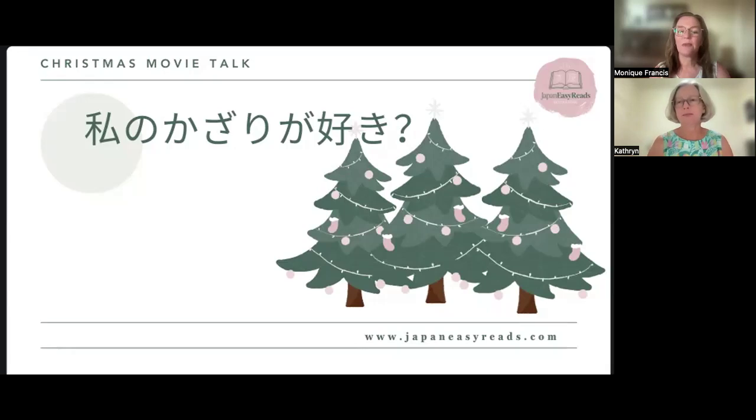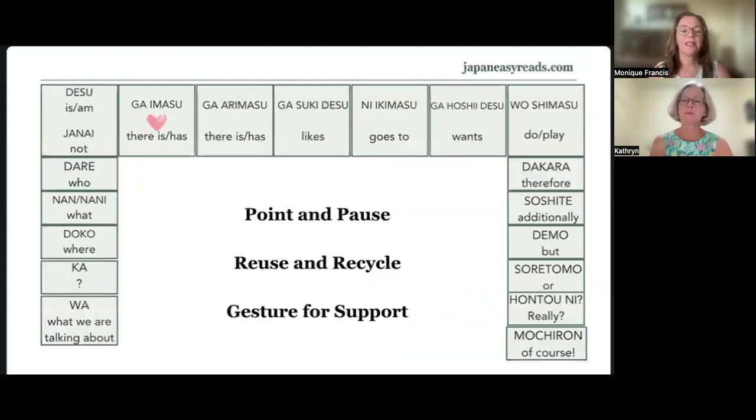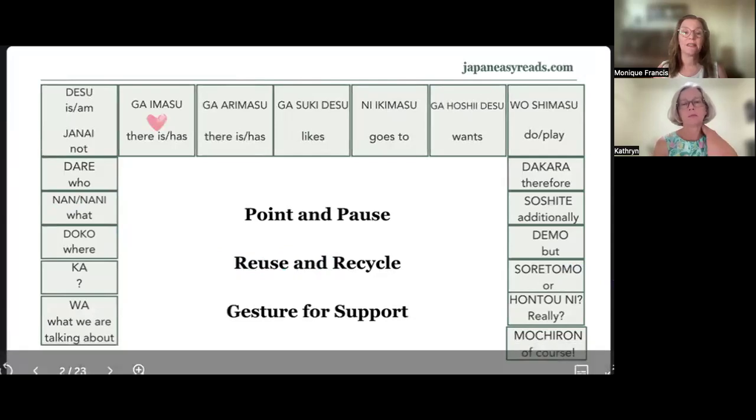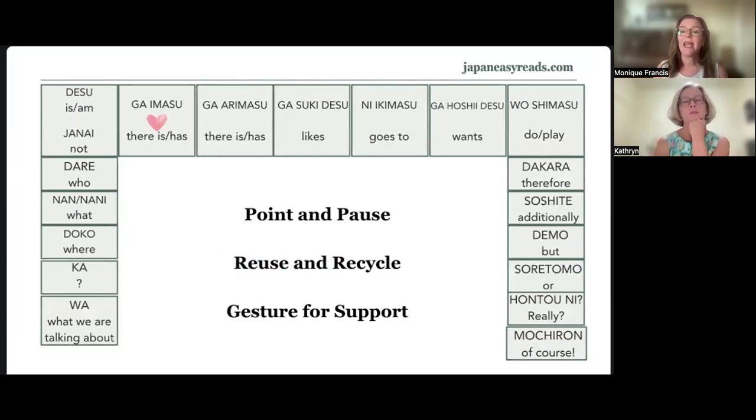So just a couple of things before we start the demo. For any oral input that we do, such as a movie talk, I use the question words and the Super 7 verb posters to help scaffold it for the students. So my goal is really to communicate and discuss this movie clip in Japanese. And so I want the flow of the conversation to be natural and unscripted.